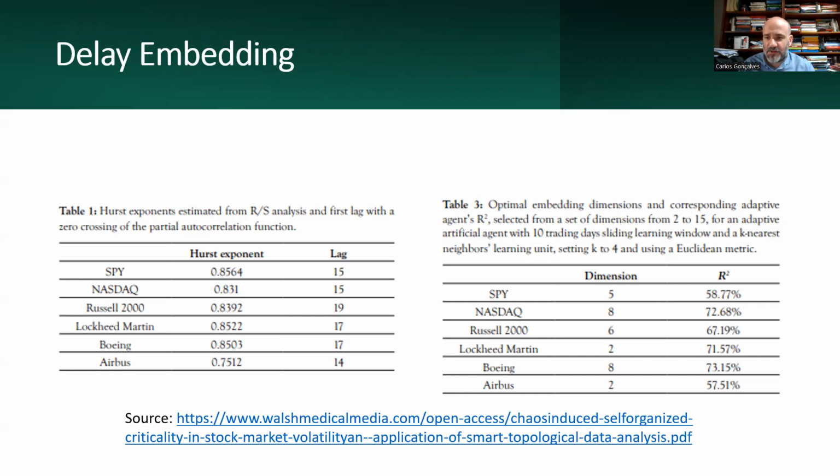In each case, we find that the dimension with the highest performance is a lower dimension, not close to 15, for instance. We have a 5-dimension where the adaptive agent got the best performance. In the case of the SPY it was 5 dimensions. In the case of the Nasdaq, 8 dimensions. Russell 2000, 6 dimensions, 2 dimensions for Lockheed Martin, which is consistent with the chaotic map, rather than a continuous flow, because with the continuous flow right from the start we have a fractal signal, so it's not a differentiable flow.